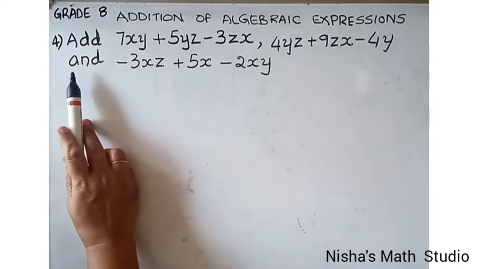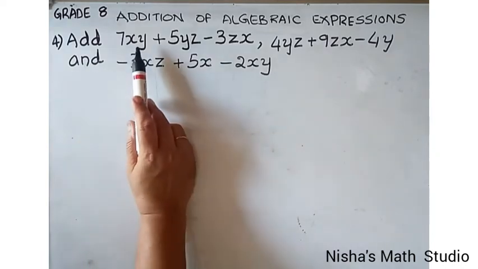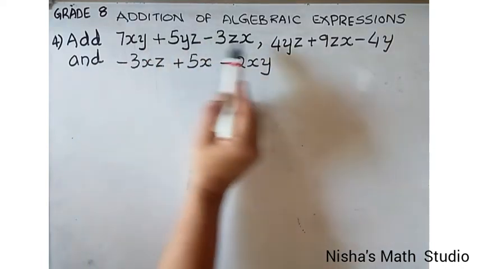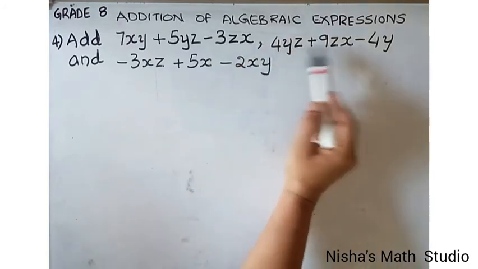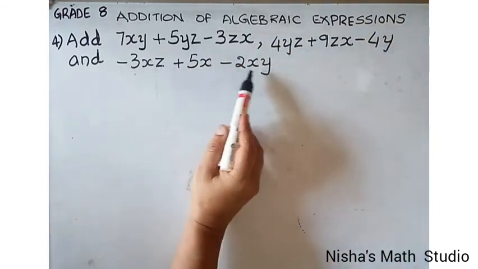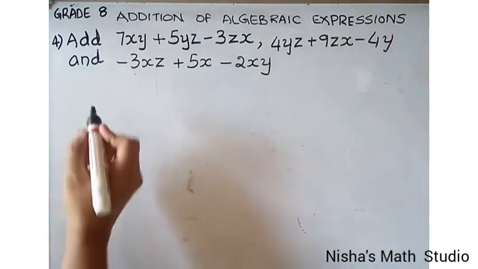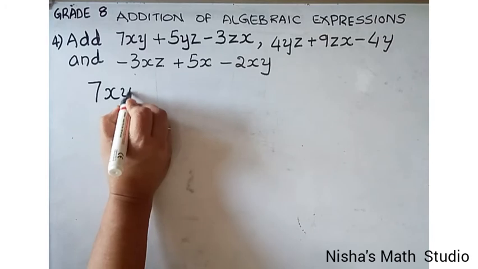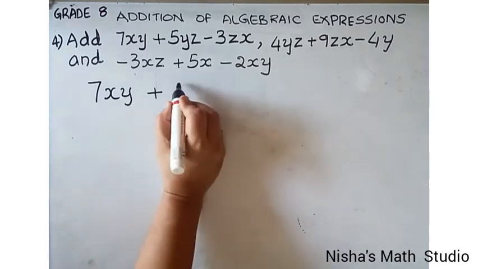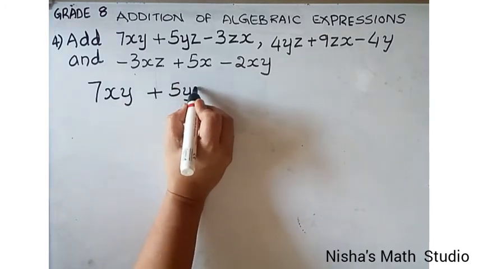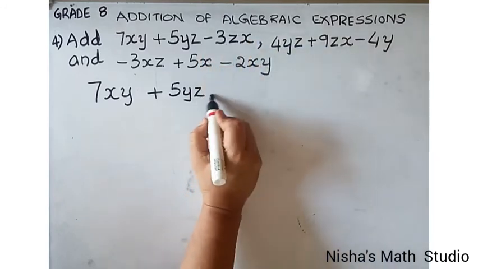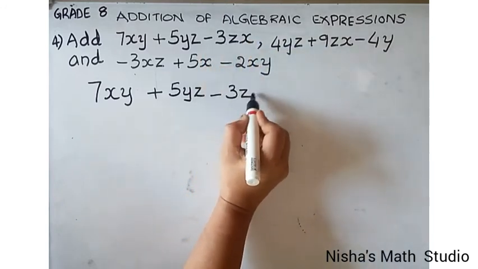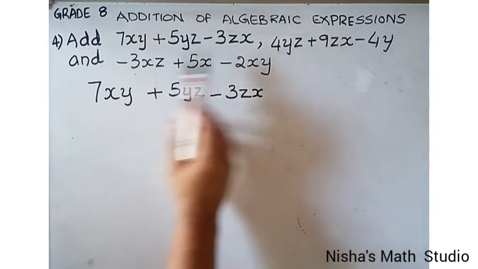Let's take the last example in this video. We have 3 expressions, that is expression 1 from here to here. This is the second expression and this is the third expression to be added. As we all know, first expression, let's write it as it is. 7xy plus 5yz. Next you have minus 3zx. This is one expression.